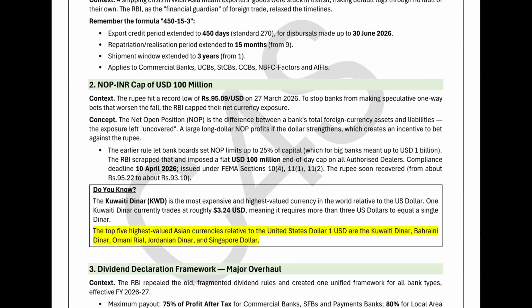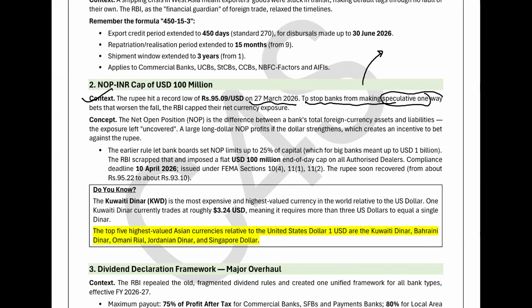Now the second circular news, which is the NOP INR cap of USD 100 billion. Again, देखो context. The rupee hit a record low of 95.09 per USD on March 27, 2026. Why is it important? To stop banks from making speculative bets, because speculative demand याद है ना?